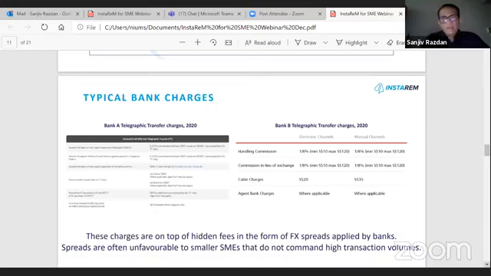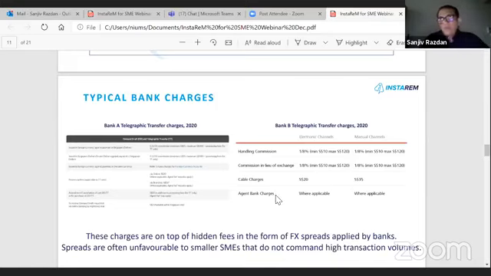Now, in this slide, what we are trying to show you is what the typical charges are that a bank has, and you can see here some examples of how banks make money. These charges are always hidden and they're never explained to you. For example, there will always be a handling commission. They will have some range there to say this is the handling commission. There would also be cable charges. There will be some agent bank charges.